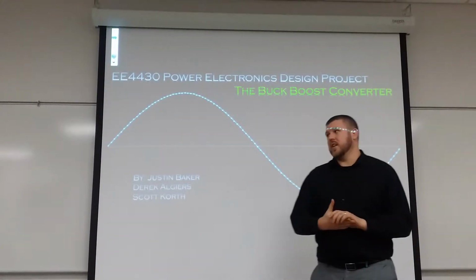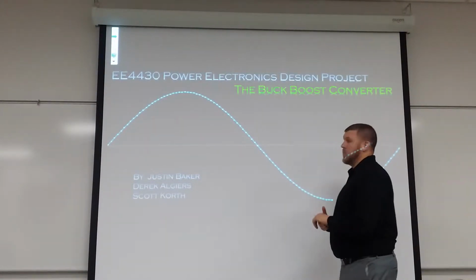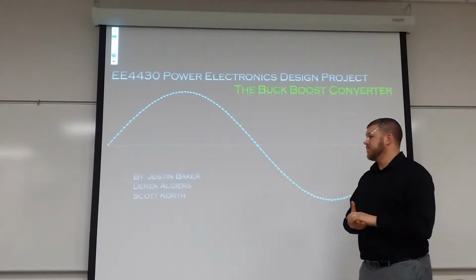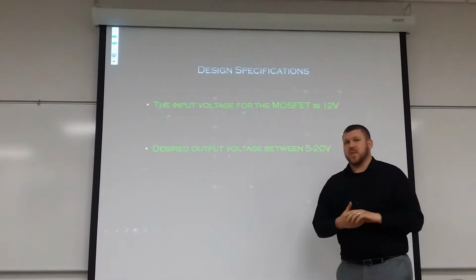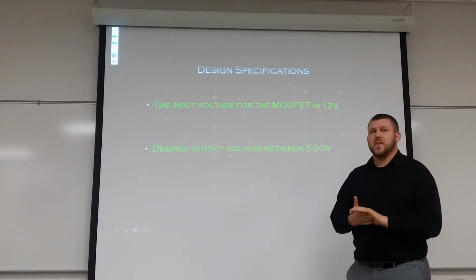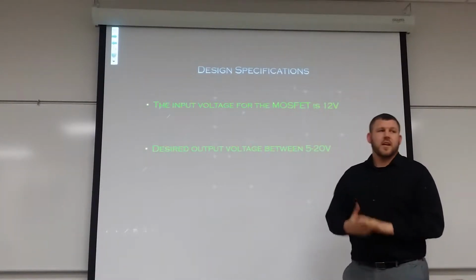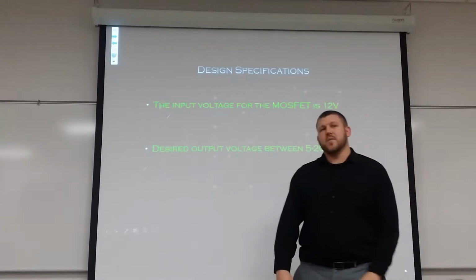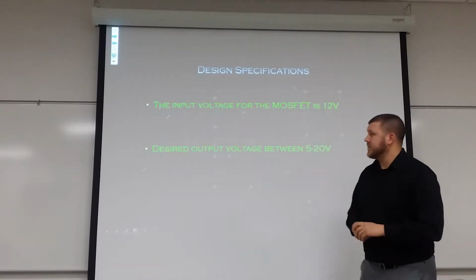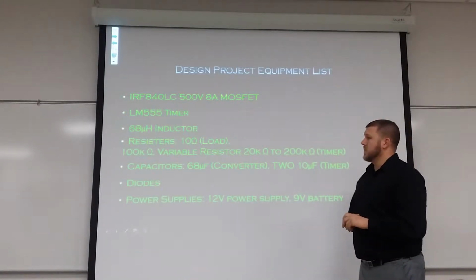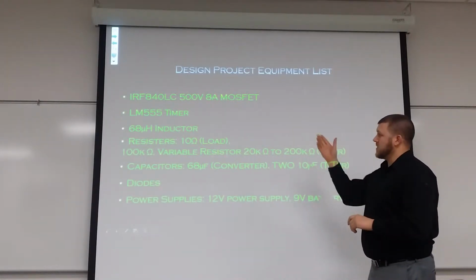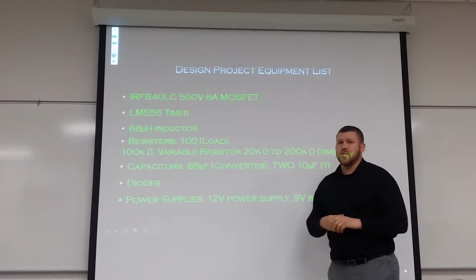I work with Justin and Derek for the Buck Boost Converter Design Lab. Specifications for our Buck Boost Converter would have a 12 volt input and a 5 to 20 volt output. This is some of the design equipment that we used for our circuit, which included the MOSFET and a 555 timer.